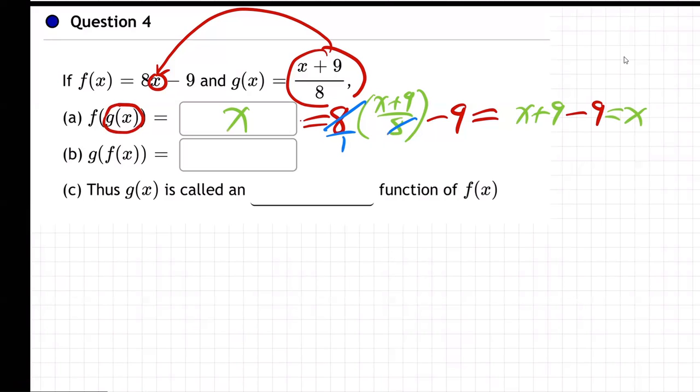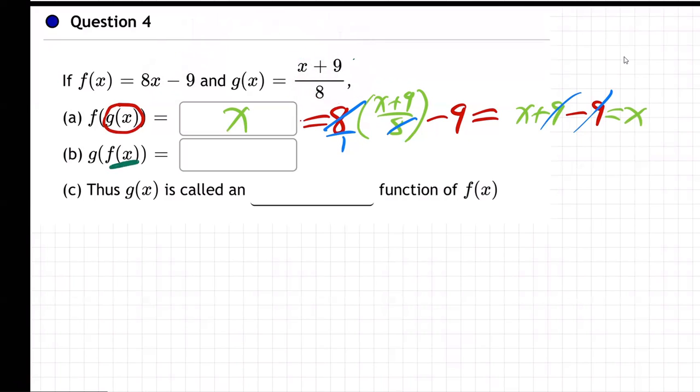Did you track with that? See that? These 8's canceled out, so we just had X plus 9 minus 9. And then 9 minus 9 is 0, as you know quite well. So it's just X. Okay, how about the next part? Let's try the next part. So now we're going to go the other way.